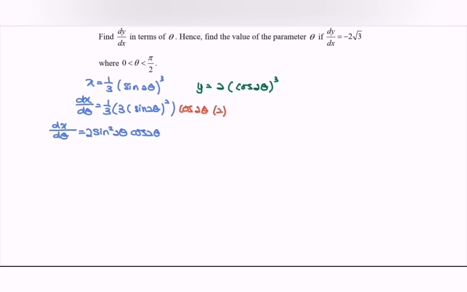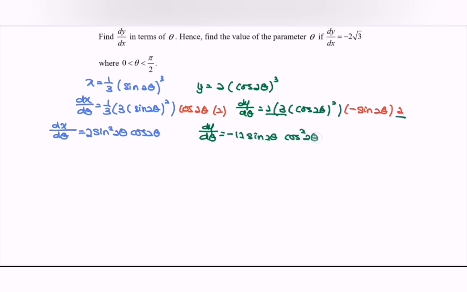Next, focus on the dy/d theta. Equals to, we have the 2 bracket. So focus on the 3. So 3 (cos 2 theta) squared. Focus on the internal function. Then we will have the situation. Differentiate the cos, and we have negative sin 2 theta. Differentiate the 2 theta, and we will have the 2. Rewrite the situation. So dy/d theta is equal to negative. So here we have the 6. Then multiply with the 2, we have negative 12 sin 2 theta, and then cos squared 2 theta.